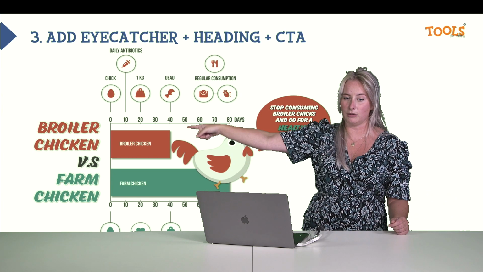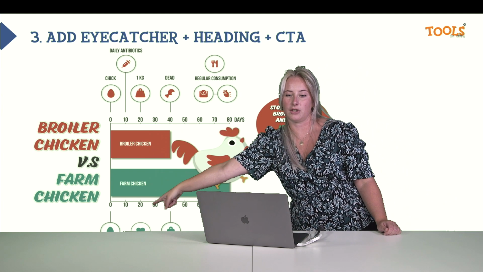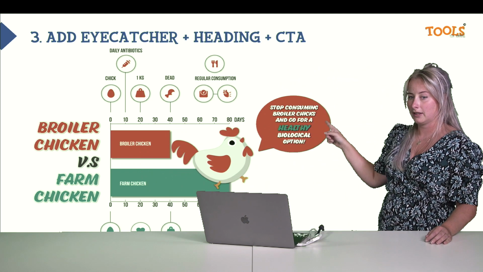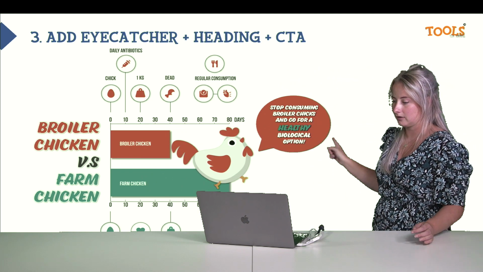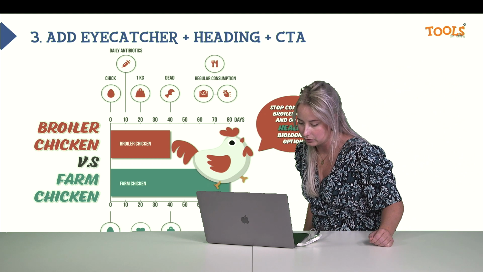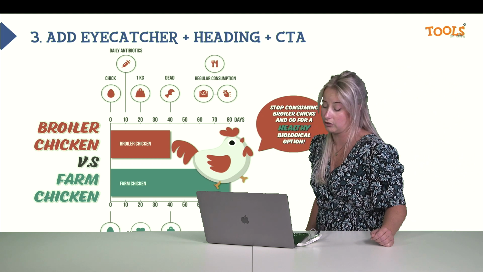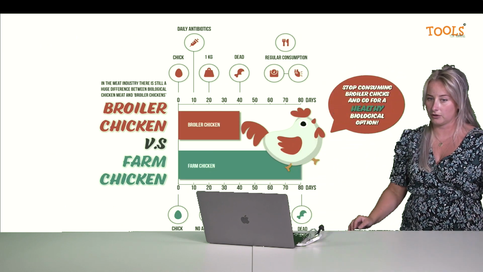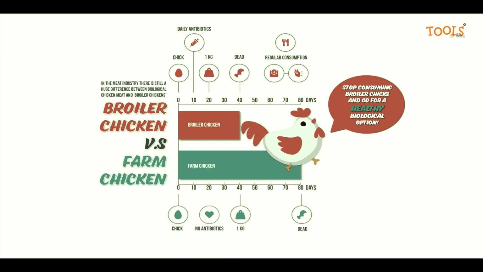Then I have my title, broiler chicken versus farm chicken, and I have my call to action. That's what the chicken says. The chicken says, stop consuming broiler chicks and go for a healthy biological option. So the final result is this, together with the introduction text. As you can see, it's way more attractive than a boring piece of text. It makes information more understandable.